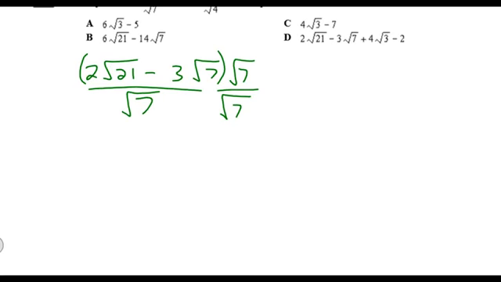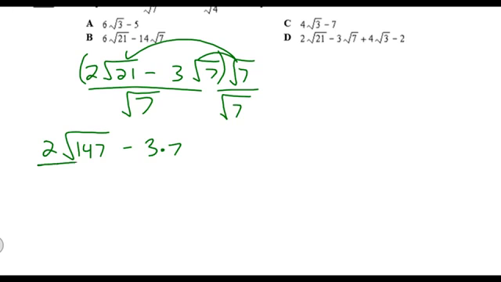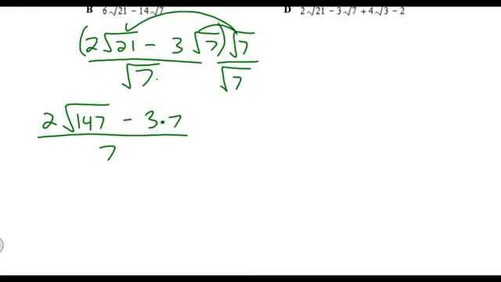All right, so if I distribute that to both of them, we're going to get 2 root 147, right? 21 times 7. And then minus 3. And then root 7 times root 7, that is just 7. Okay? And then on the bottom, root 7 times root 7, that's also just 7, right? Okay, so we might want to clean this up a little bit.